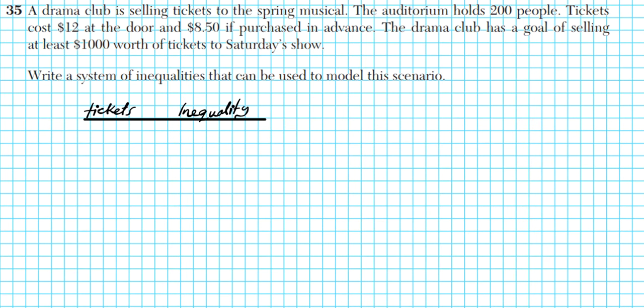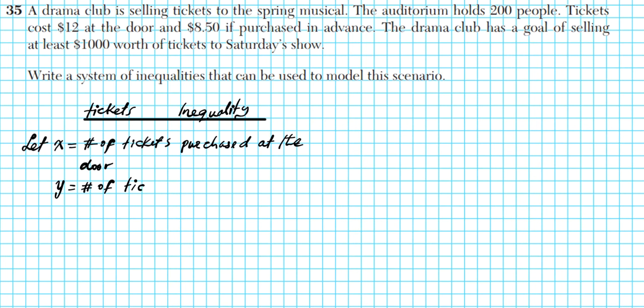Let's declare our variables. So how about we call x the number of tickets that were bought at the door. So as you see, number of tickets purchased at the door. And then we're going to call y the number of tickets purchased in advance.